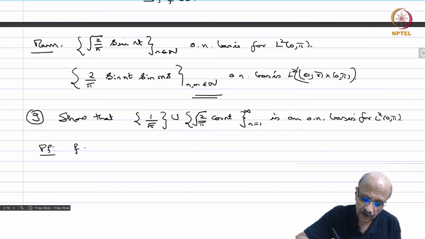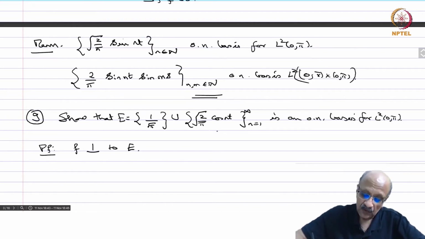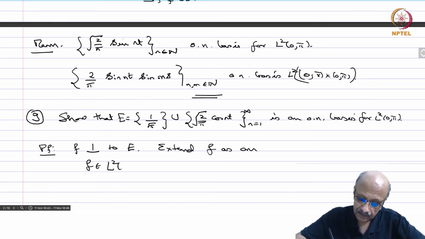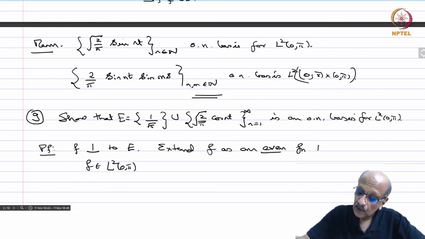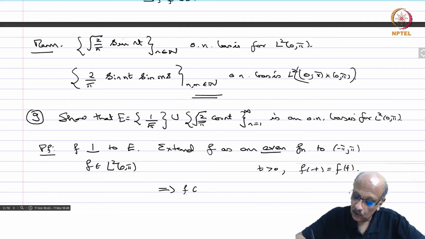So you take f orthogonal to E, that means f is orthogonal to every member of these things. That means integral f times any of this is 0. Now extend f, as f in L2 of 0 pi, as an even function to minus pi pi. So for t positive, you have f of minus t is equal to f of t. So that's what you define. Then this extension belongs to L2 of minus pi pi.